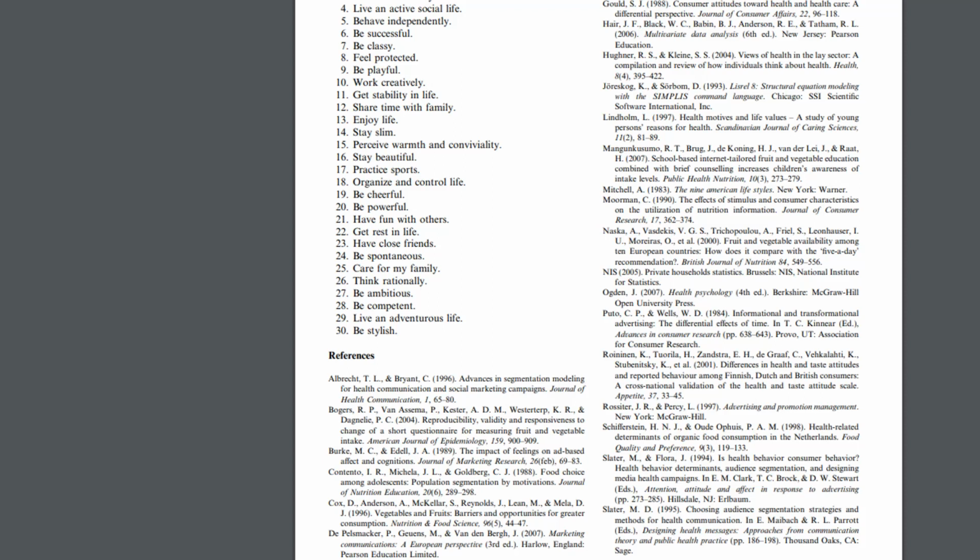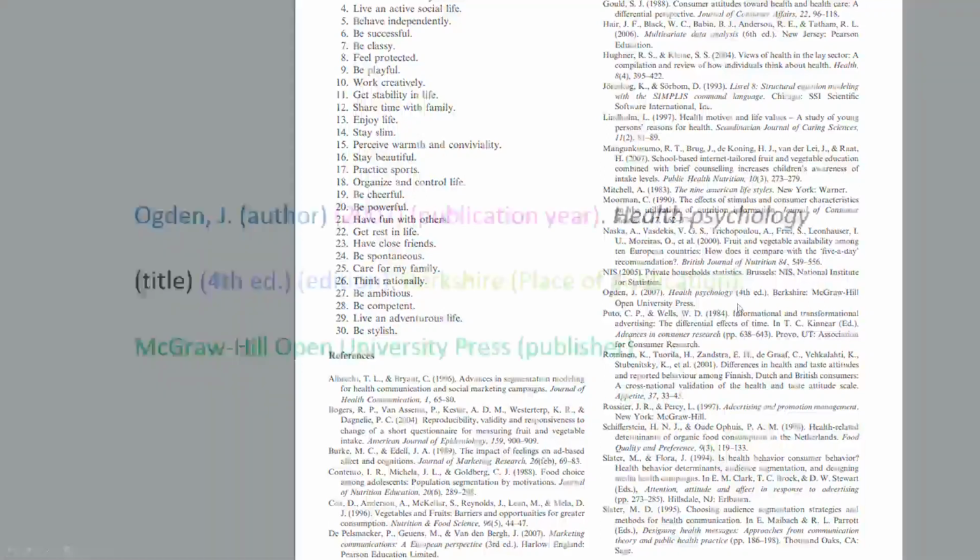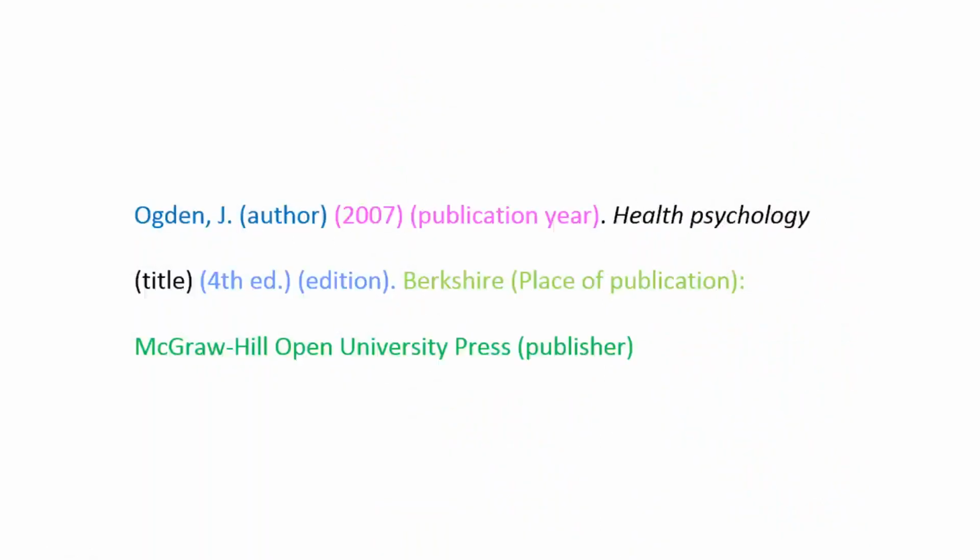Our first reference list is in alphabetical order. The order of a reference list depends on the reference style used. We are going to look at the Ogden reference. This is the Ogden reference with color coding and annotations to make it easier to see the different elements. It's a book reference. It starts with the author followed by the publication year. Depending on the reference style, sometimes the publication year is listed further down.